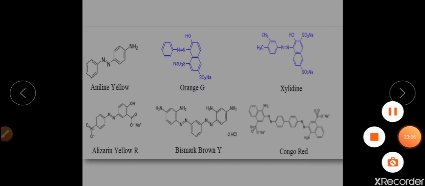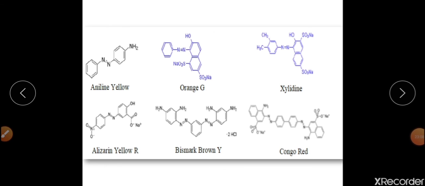So that's all about today's 3 reactions, that is the Gattermann-Koch reaction, Vilsmeier-Haack reaction, and diazonium coupling reaction. Tomorrow we will discuss some more reactions of the chapter.